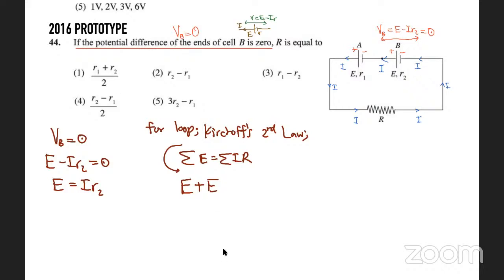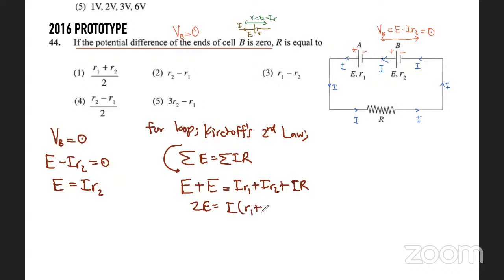The same current I is flowing through the resistors. R1 and R2, so I have to put I R1. Oh no, three resistors. In fact, three resistors. I R2 plus the big one, I capital R. All right. So E plus E is actually 2E, and here we can take I out as common.